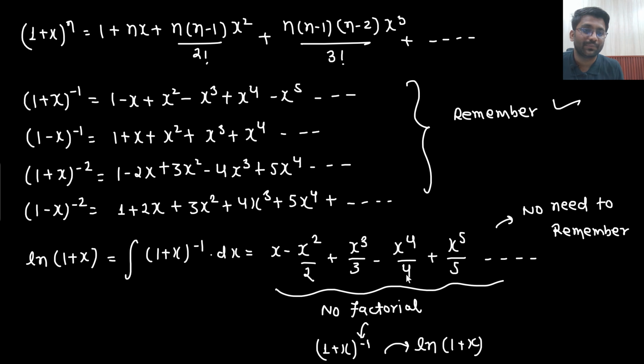Is that understandable to you? Say yes or no. So this is how you will be thinking in the examination. No factorial means ln(1+x). I need to think, and if I am thinking ln(1+x), that means I need to think of (1+x)^(-1). People usually remember this one as well. A lot of things they will remember and everything will be messed up.